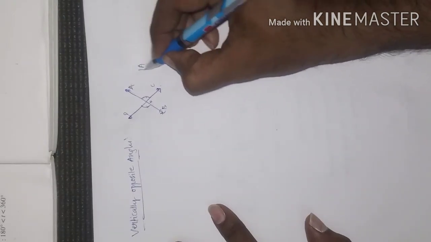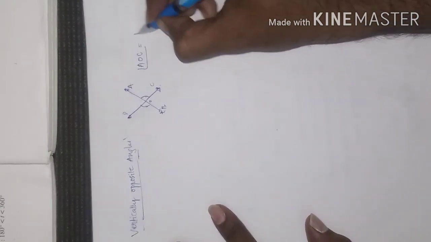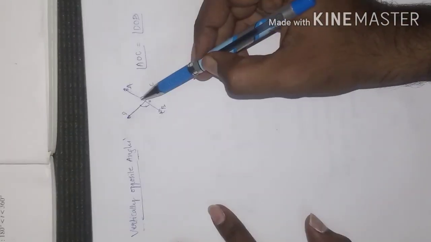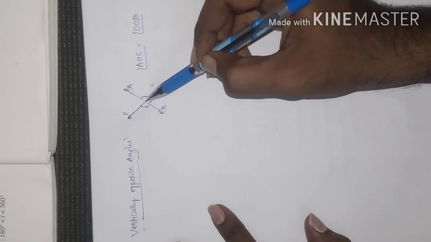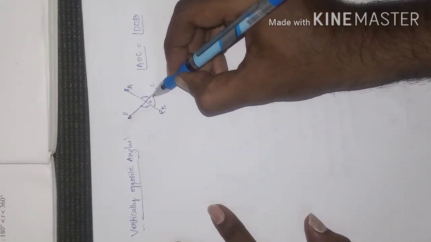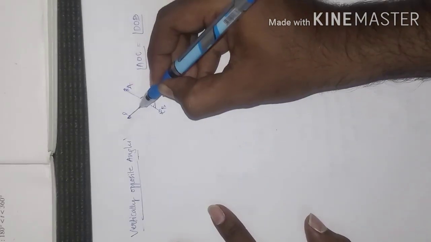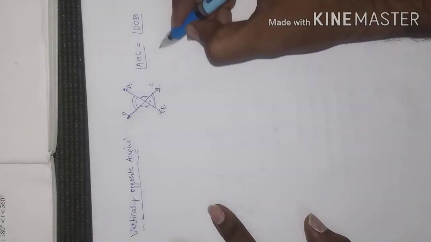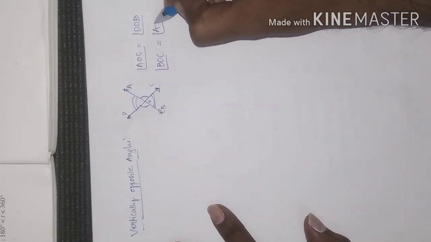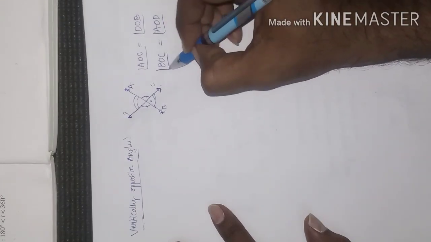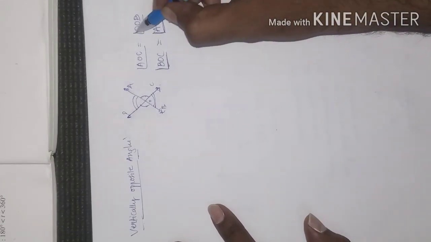Angle AOC is equal to angle DOB. Okay, and one more pair of equal angles is also forming. This part. So angle BOC is equal to angle AOD.